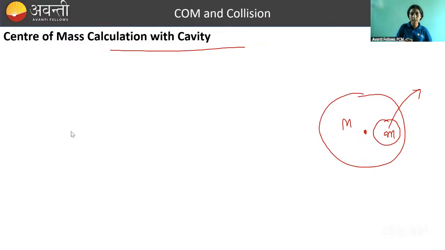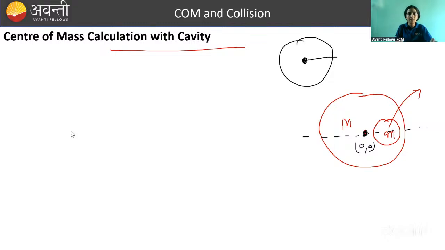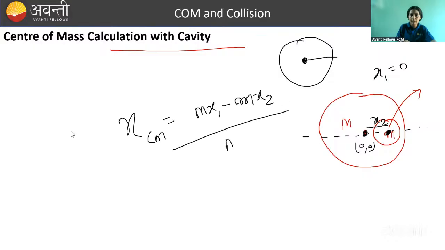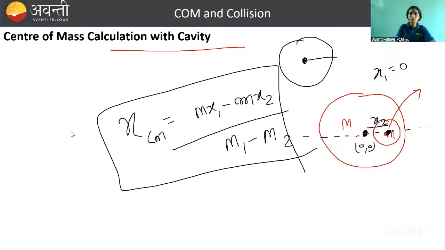So to find the center of mass, what we do is simple. First of all you will take a coordinate. Let's say this is the origin. So from the origin, first you will see what is the coordinate of the center of mass of the complete body. So where would the complete body's coordinate be? At its center. So at the origin itself. And where will be the center of mass of the body which has been taken out? So its center of mass will be somewhere here. Let's say this is x2. x1 is already 0. So how do you write the center of mass? Mx1 minus mx2 divided by M minus m. So this is the formula we use.